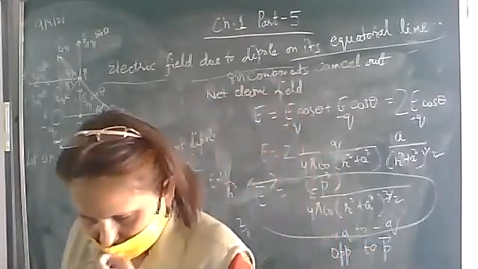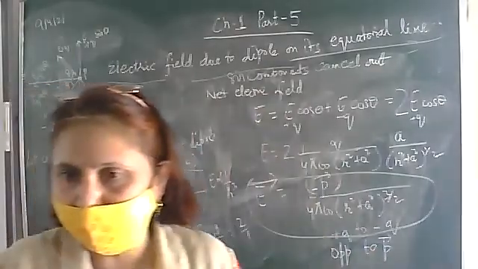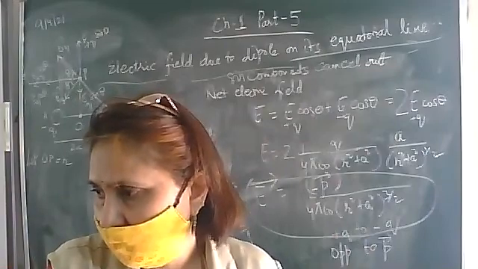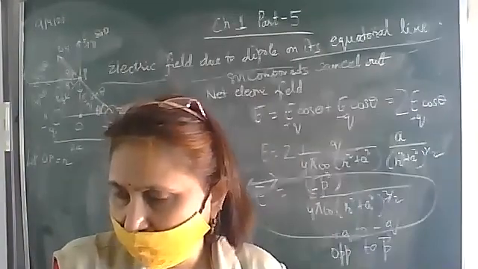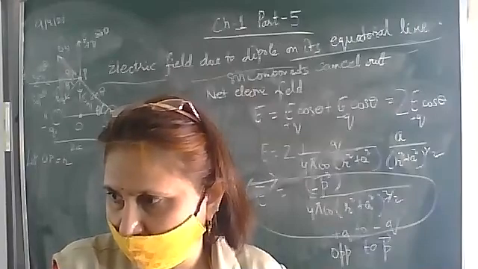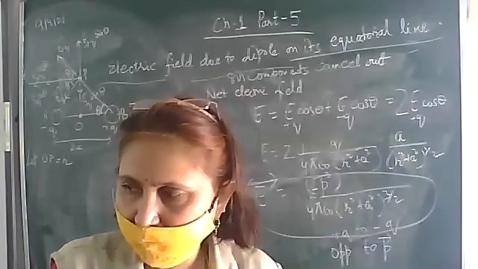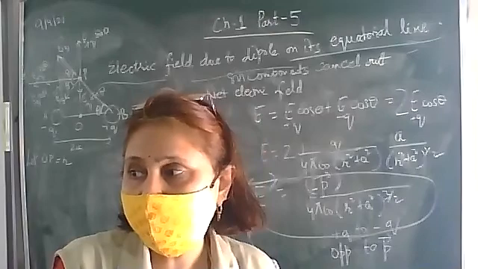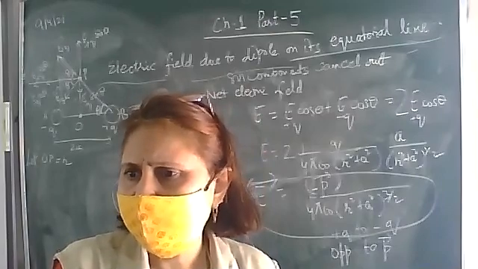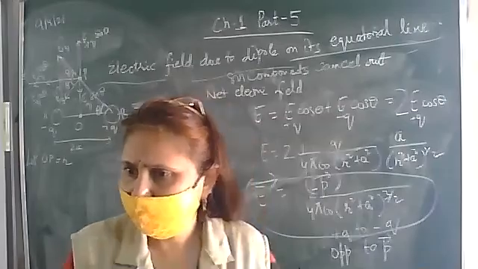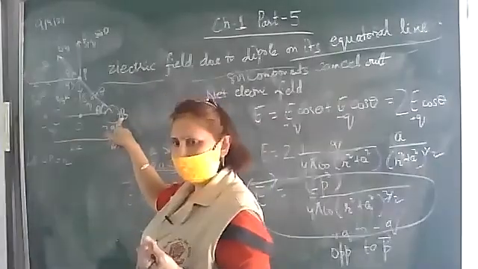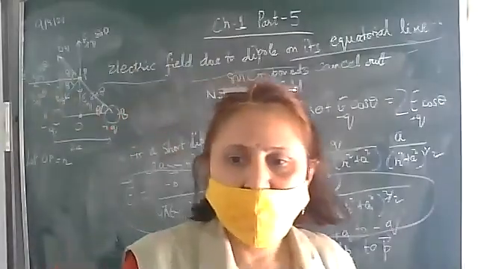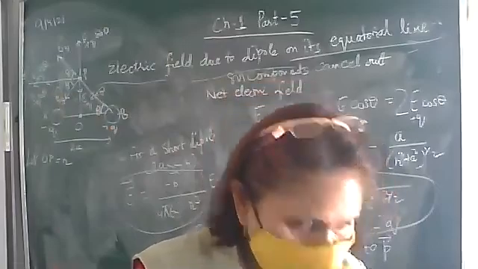What is the angle between the electric field and the dipole moment on axial line? Electric field on the axial line and dipole moment, what is the angle? 0 degree. What is the angle between the electric field on the equatorial line and the dipole moment? 180 degree. The dipole moment is here, the electric field is here. So how much is the angle? 180 degree. Getting? Okay, so we'll continue on the next one.